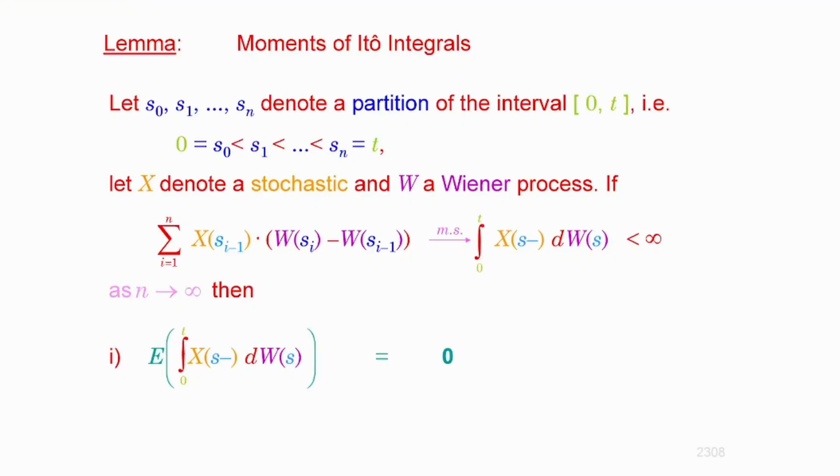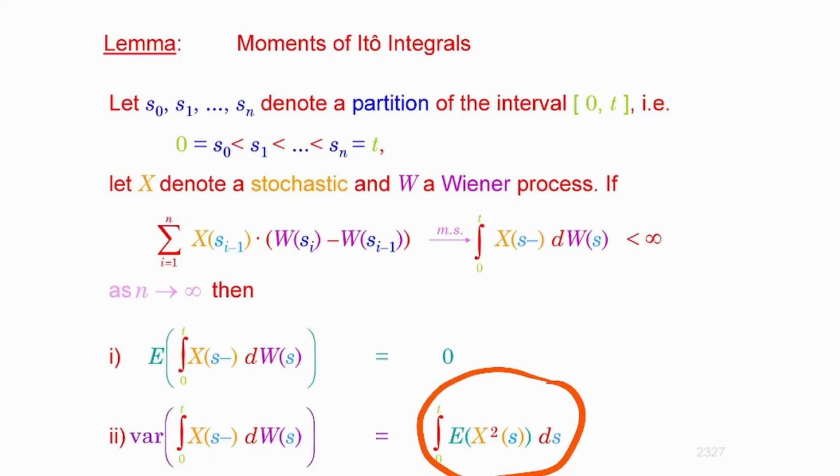If it exists, its expectation is going to be 0. That's not going to be an issue anymore. So that's simple. It's 0. We're going to see why. And you're also going to see why the variance looks as you're about to see it. The variance is going to be the integral from 0 to t of the expectation of the squares. And here it comes again. Because if it exists, then this is going to be its variance.